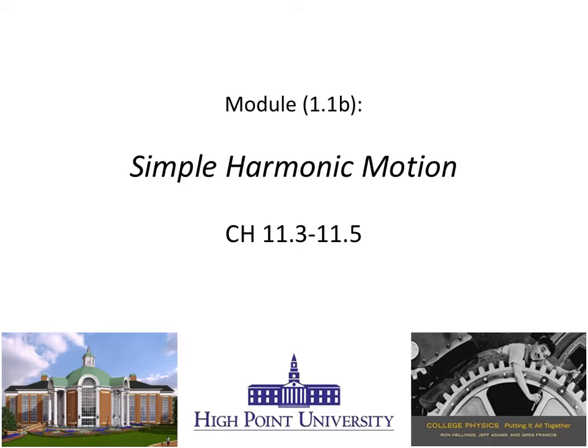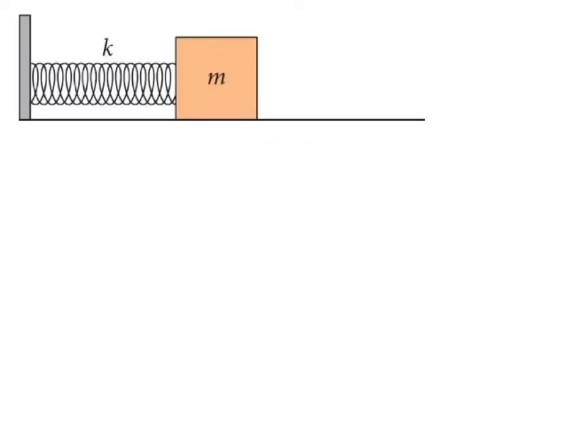Hello, and welcome to the second part of Module 1.1, picking up with Chapter 11.3. Shown here is our now familiar setup of a mass and spring system, where the mass will slide on a frictionless surface, and the stiffness of the spring will determine how it oscillates about the equilibrium.